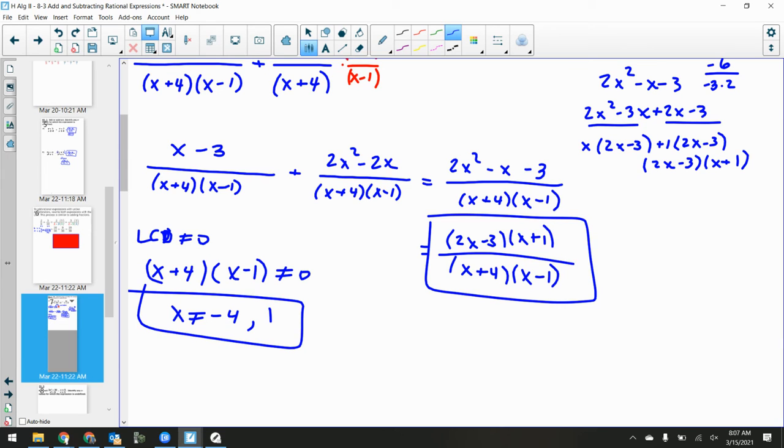Again, when you're adding and subtracting, when you create your LCD, you're basically compiling all of the prime factors of any denominator that you would have had. So all you need to do is just set those not equal to 0. Okay. Let's do another one.